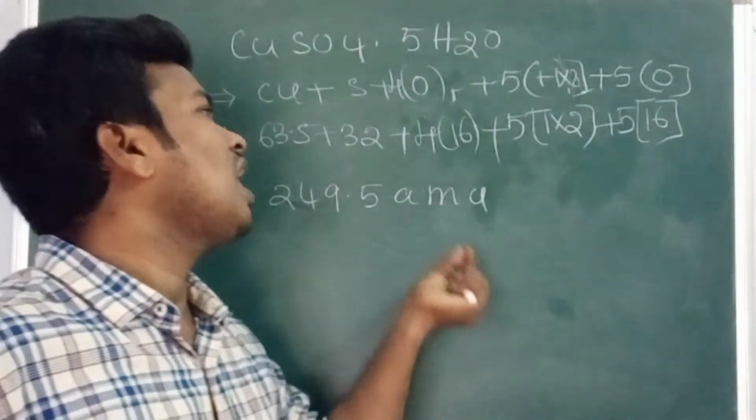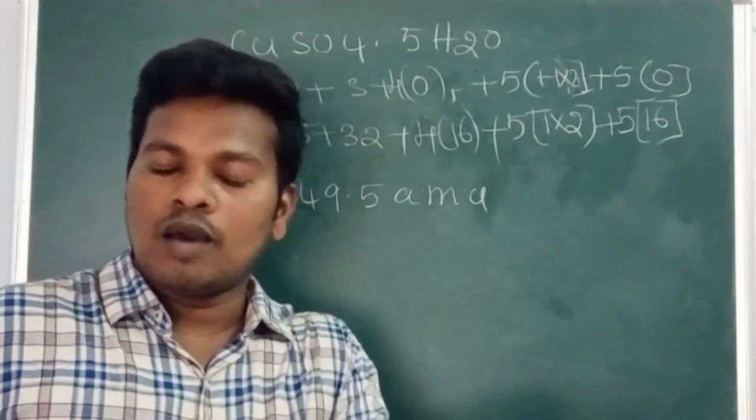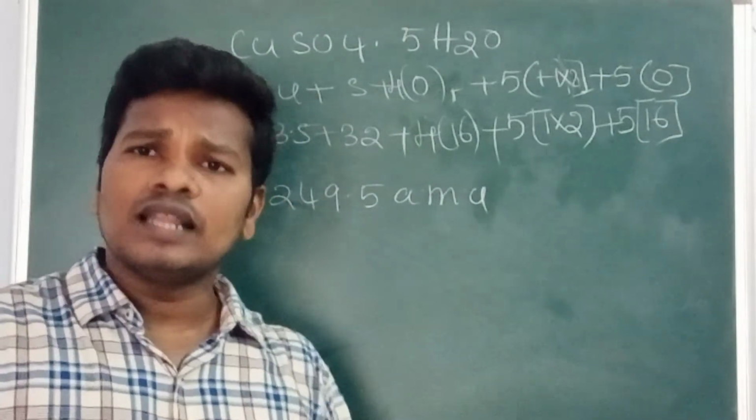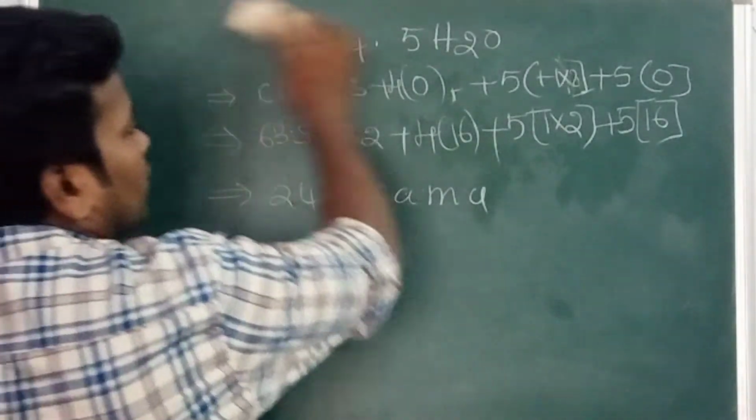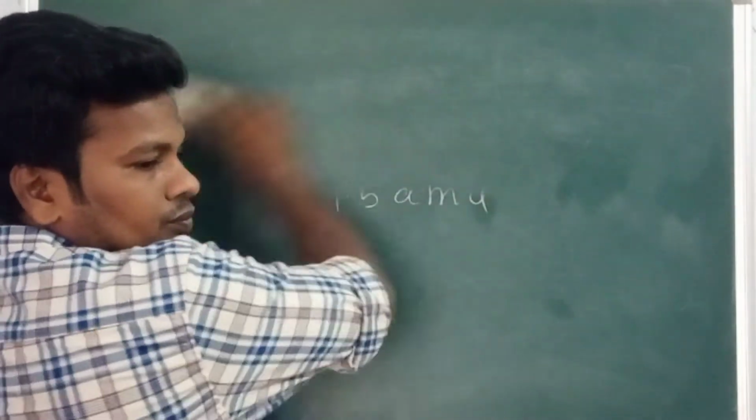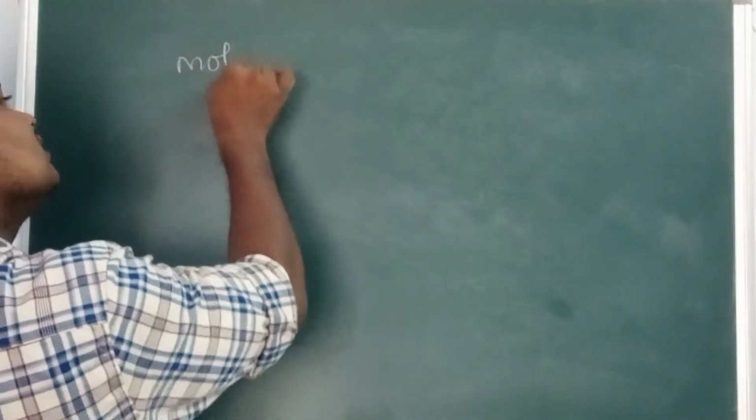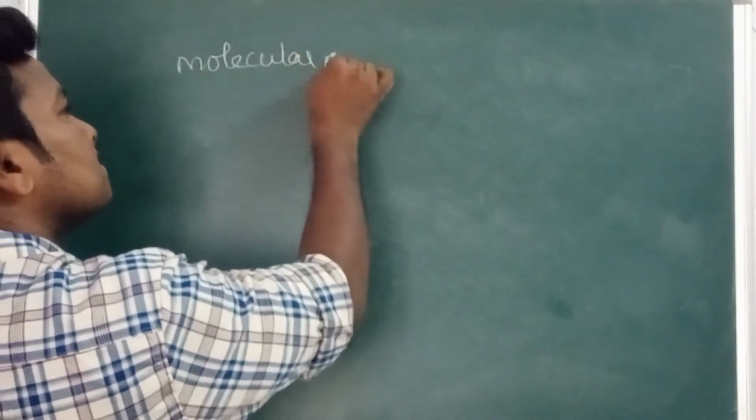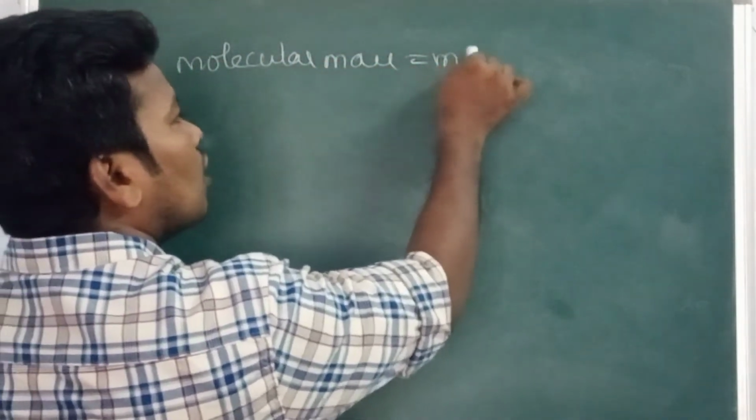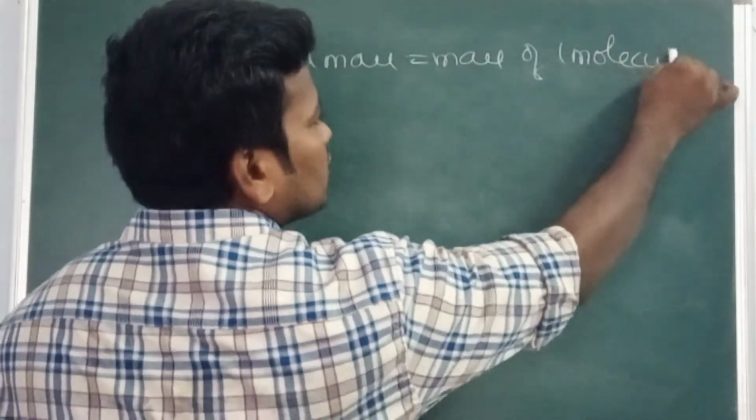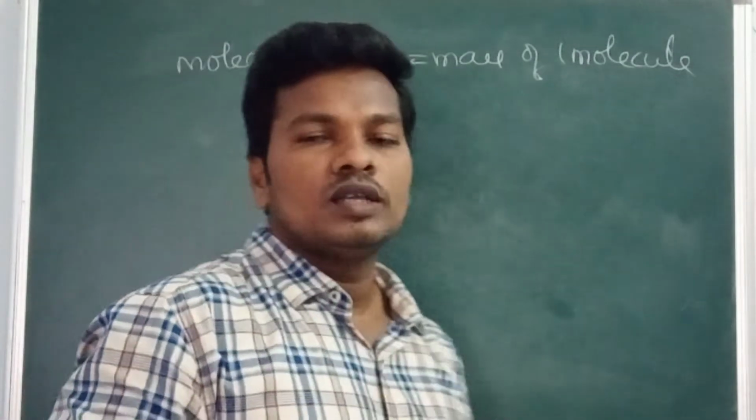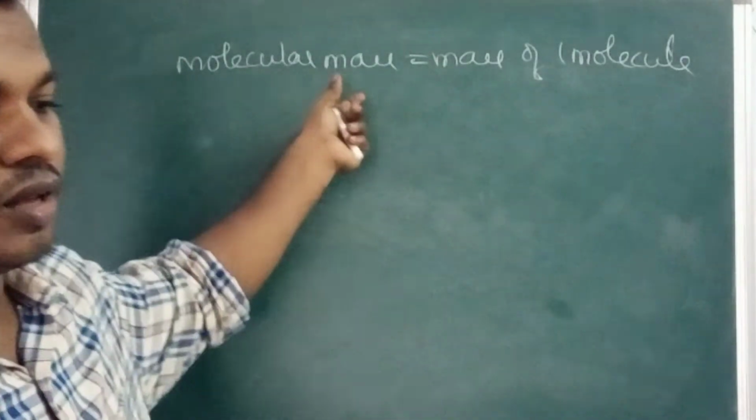First of all, we have to know the atomic mass. The sum of all the atoms present in a molecule is called the molecular mass. So molecular mass is nothing but the mass of one molecule. What is meant by a molecule? A group of atoms chemically combined.